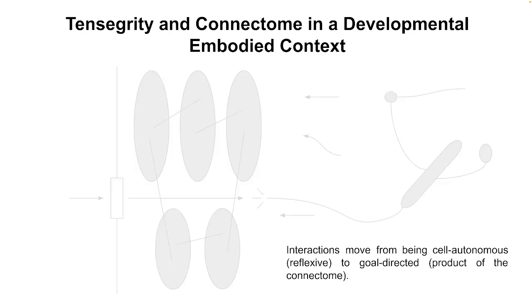What's interesting is that we expect that in development, these interactions move from being cell autonomous or reflexive to goal-directed, or being the product of the connectome entirely. So in development, the cells move around. They have a lot of motility in the embryo. And then later you have muscles that sort of twitch without being connected to anything. And then eventually the connectome is actually managing a lot of these interactions. So it's a very interesting set of interactions going on there.